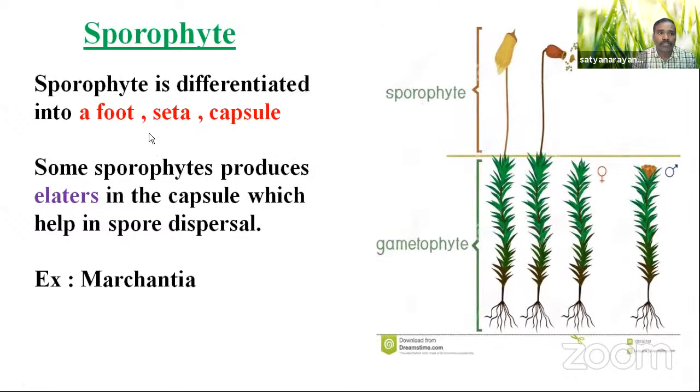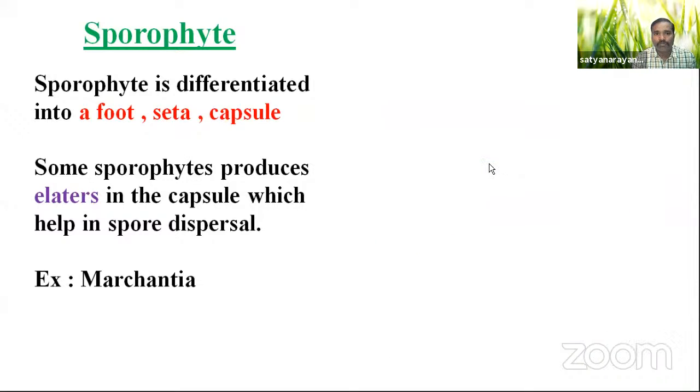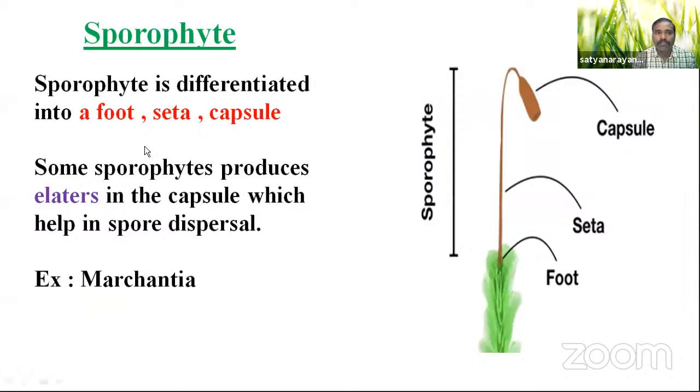See the sporophyte. The sporophyte is differentiated into foot, seta, and capsule. We already saw that it totally or partially depends on the gametophore. So this is a gametophore. On the gametophore, we can find the sporophyte. The structure of the sporophyte has three different parts. Foot, with the help of the foot, it is attached to the gametophyte. Seta is a stalk-like structure, and then the capsule. Within the capsule, you can find the spore mother cells.